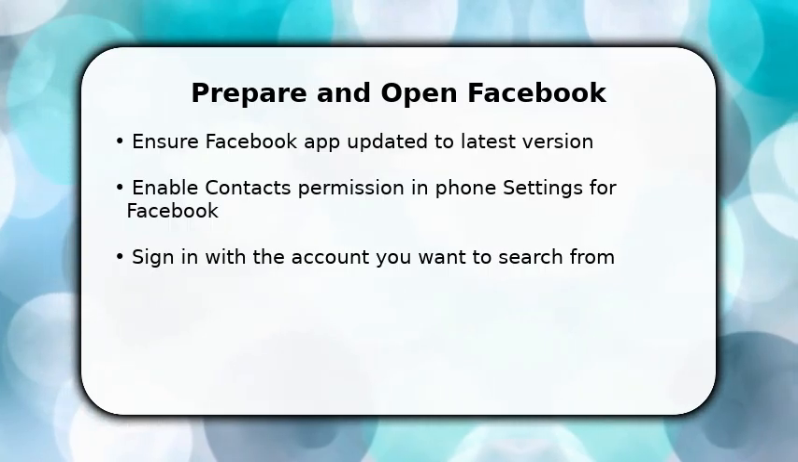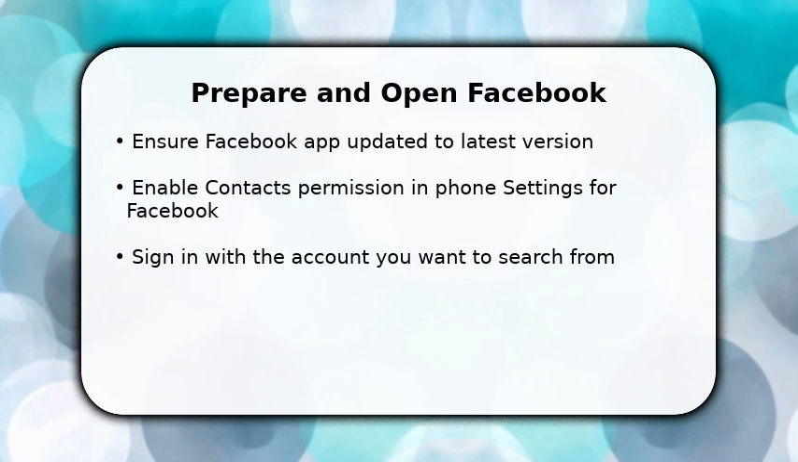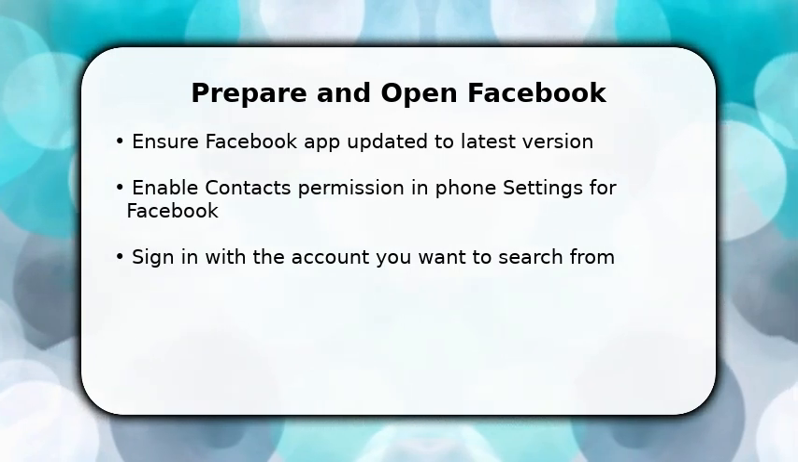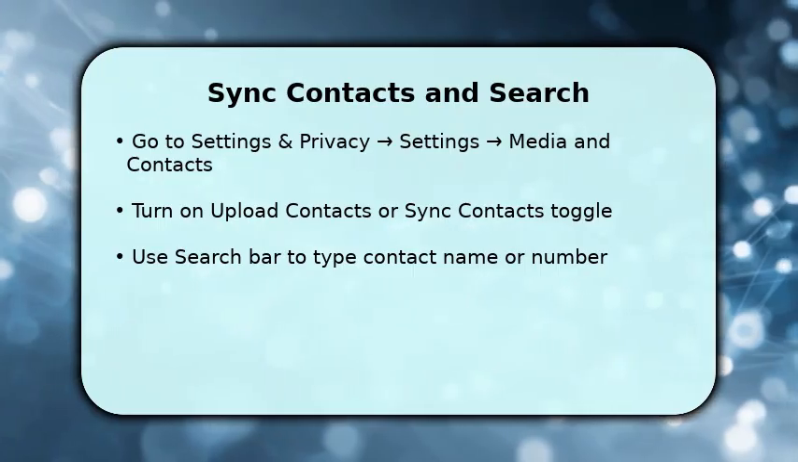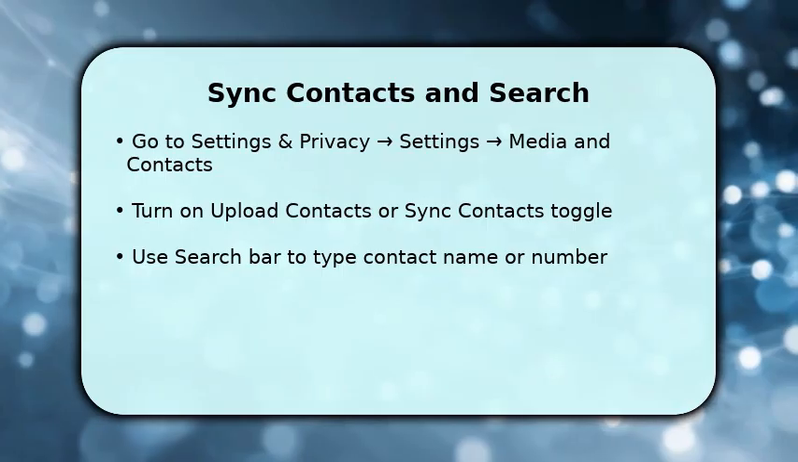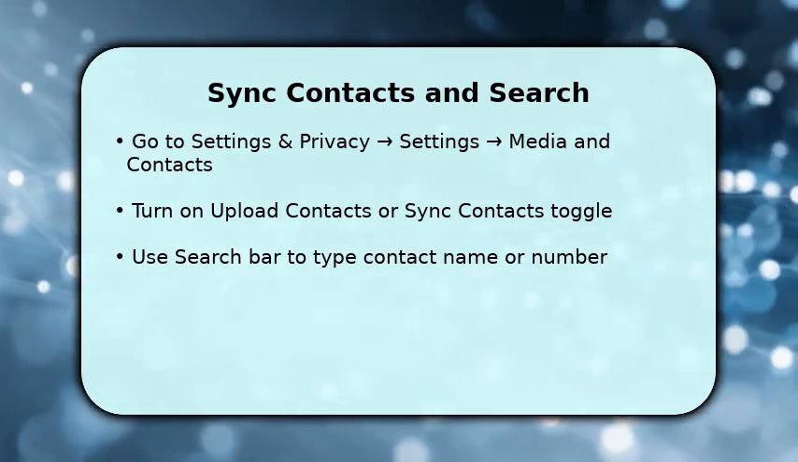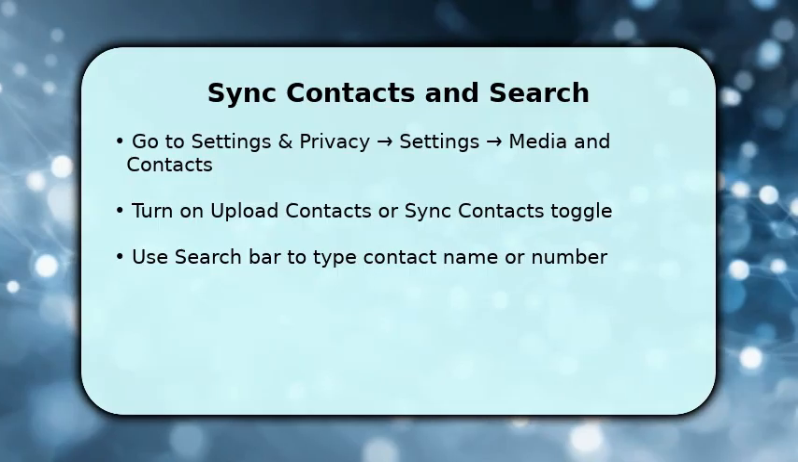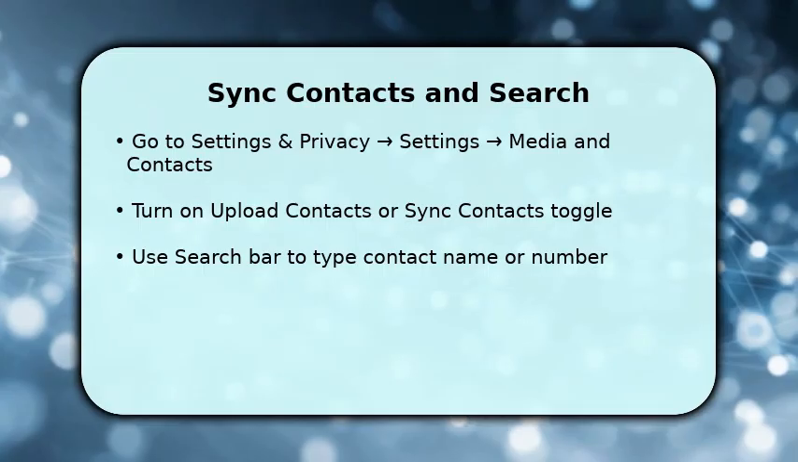Make sure you pick the correct account if you have multiple logins, since Contacts Sync is account-specific and irreversible until you turn it off. Now you enable Contact Sync from Settings. Open Settings and Privacy, then Settings, and find the Contacts or Media and Contacts section. Toggle Upload or Sync Contacts on. Facebook will upload and match numbers and emails to profiles. This can take a few minutes depending on size.